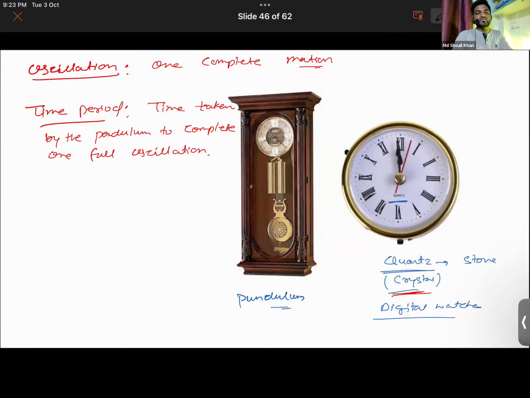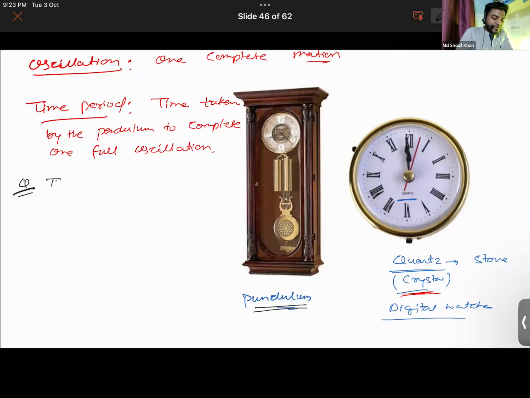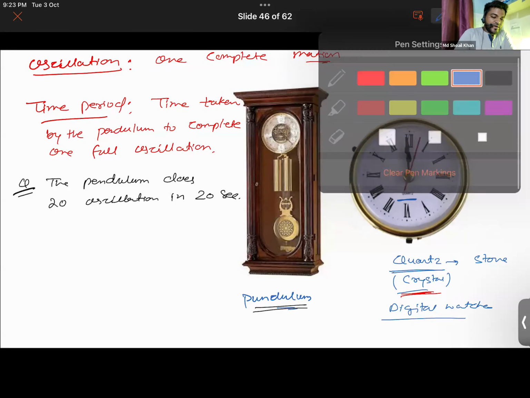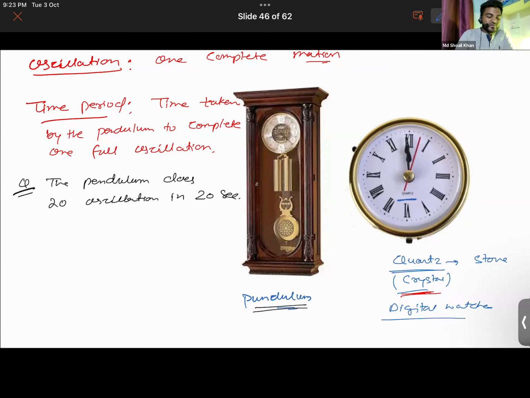For example, let's suppose that you have got this pendulum. Let's suppose the pendulum given here in this figure does 20 oscillations in 20 seconds. In 20 seconds, it is doing how many oscillations? 20. So I need to find the time period, how much time it will take to complete just one oscillation.